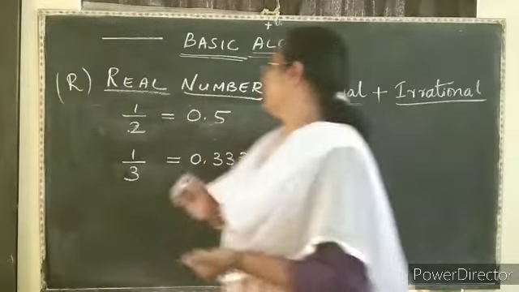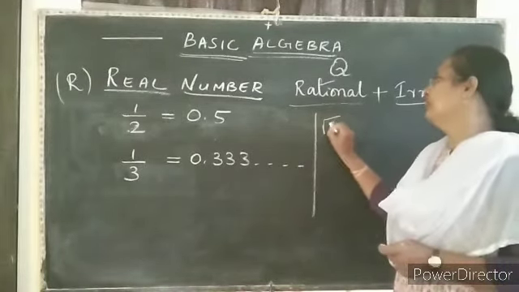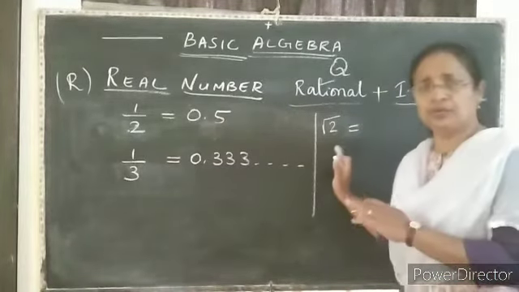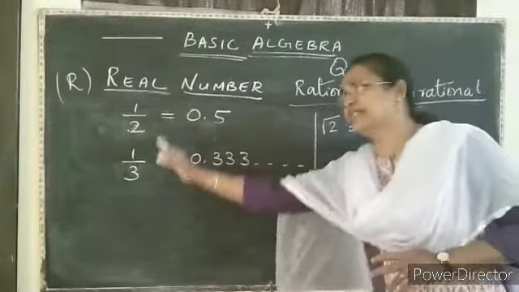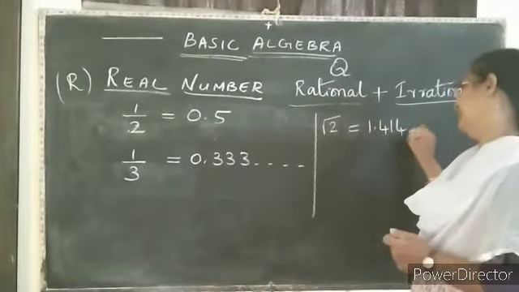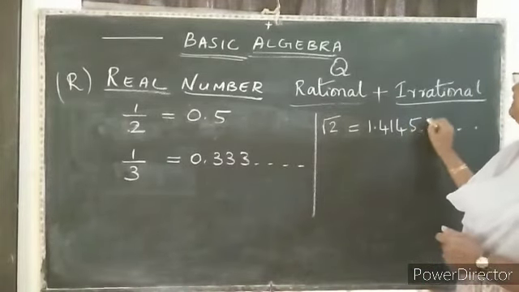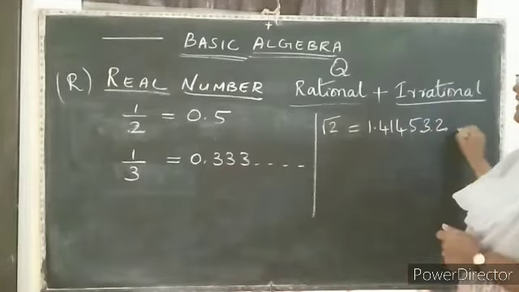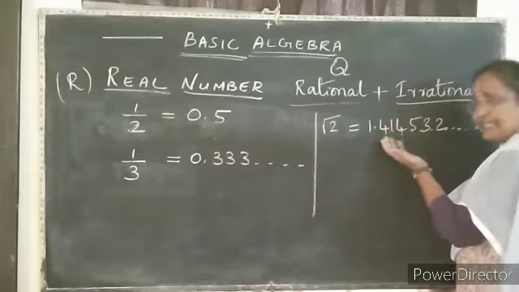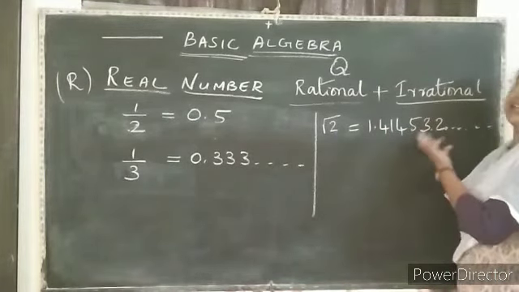Now the next one is, now look into this number, root 2. When we find root 2, not only root 2, any other number you find like this, you can see 1.414 and it goes on, 4, 5, again 3, 2 and it goes on. For example, it goes on like this. Now this is a decimal number which is non-terminating and non-recurring too.